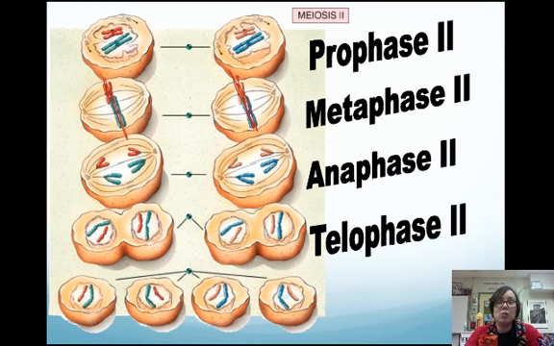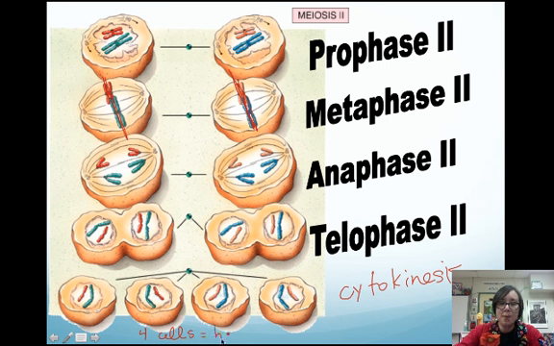Then we're going to go into anaphase 2, where we actually separate the sister chromatids from one another. And once we separate them, we're going to reform our nuclear envelope, and notice that we're now creating 4 nuclei. And then the last thing that's going to happen is cytokinesis, and when cytokinesis happens, we're going to end up with 4 new cells. And these 4 cells are all haploid and genetically unique.